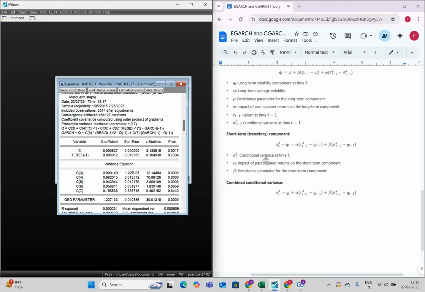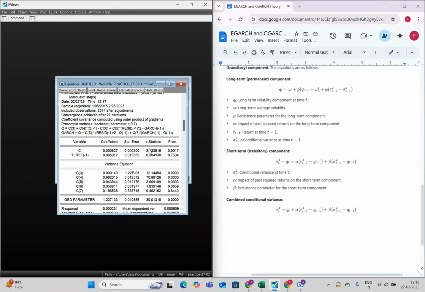If we match it with what is given in theory, we can see the rho component, which is the parameter showing the persistence of the long-term component. It is given here by C5. Okay, sorry, not C5, it is given here by C4, because I have highlighted it also.